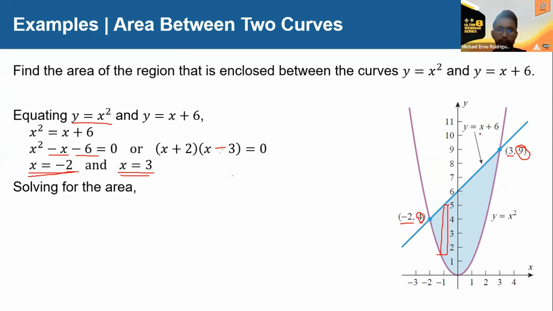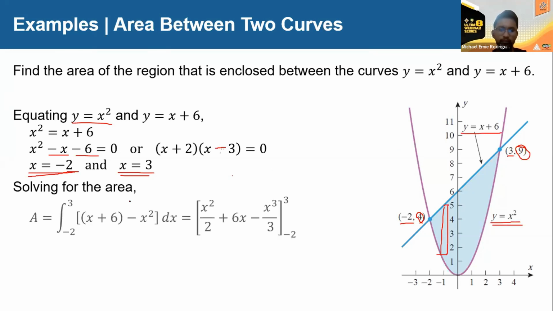Okay? So this is the upper curve. Yung y is equal to x plus 6 and then the lower curve is y is equal to x squared. So upper minus the lower. So we have x plus 6 minus x squared. Okay? So with the limits from negative 2 to 3. Ayan siya, oh. Okay? Yung x natin. Okay? And then, integrate natin yung x plus 6 minus x squared.